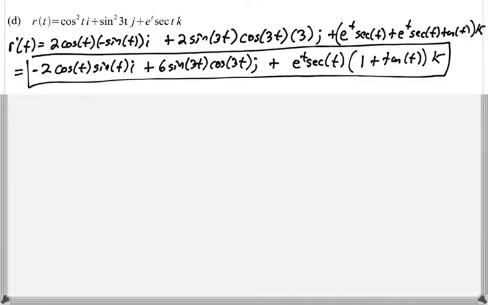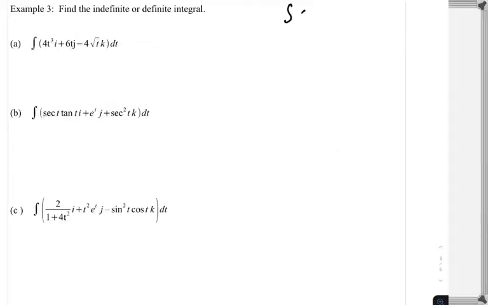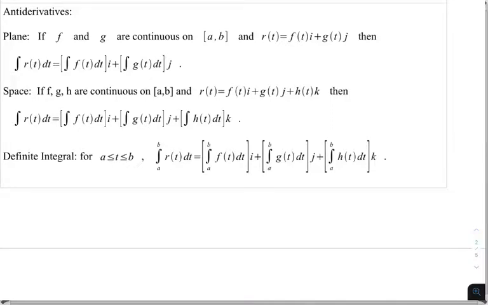Okay, all right, so nothing too terribly new. A lot of relying on your derivatives from Calculus 1. We're also going to be looking at antiderivatives. So if we say in the plane, if f and g are continuous on the closed interval [a, b], and r of t is equal to f of t i plus g of t j, then the integral of r of t dt is going to be equal to the integral of f of t dt, and that's your i, plus the integral of g of t dt, and that's going to be your j.